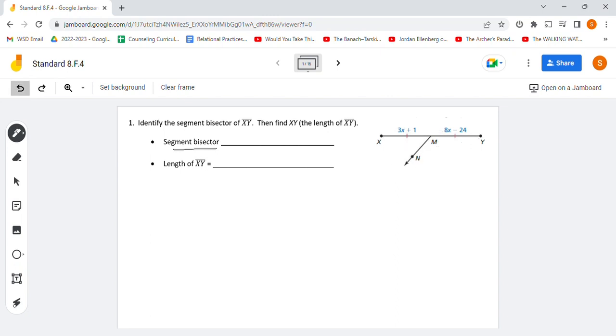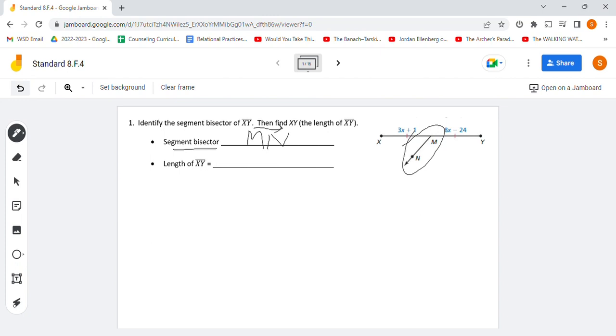So the bisector of XY can be either M, which is the point right there where the two intersect, or you could write the ray MN, and we've got to have the ray symbol up above it. So those are two options for that question.